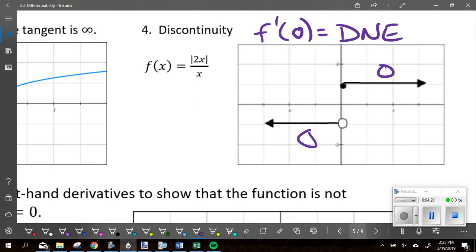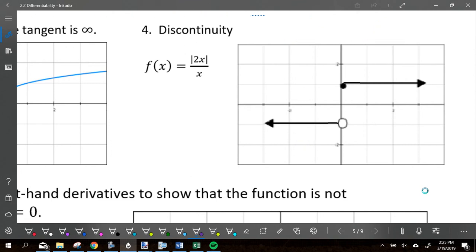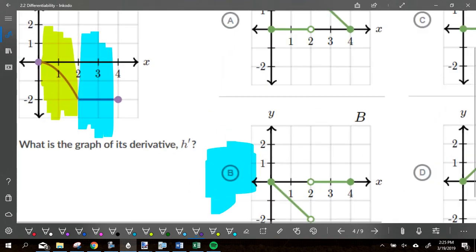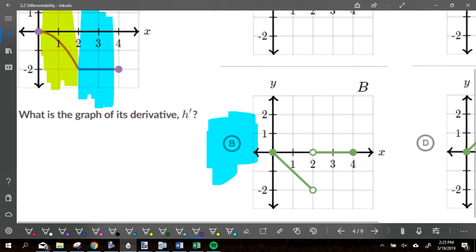If you go back to the example we did just a second ago, and you look at our graph, it's going to load eventually. There we go. At this corner point right there, the derivative did not exist, right? We had a limit. If you were looking at 2, what is the derivative at 2?